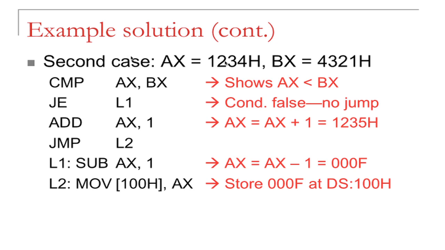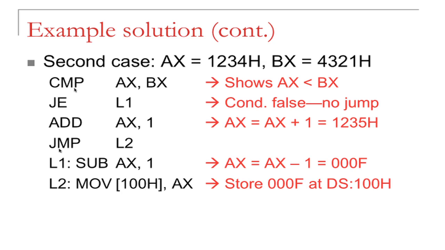The second case, when these two are not equal, the comparison will tell that AX is less than BX, so it's not equal. So this branch will not be taken. So this instruction will just be ignored. It will have no effect. And the next instruction is ADD. So AX will be incremented by 1. So AX will have 1, 2, 3, 5.